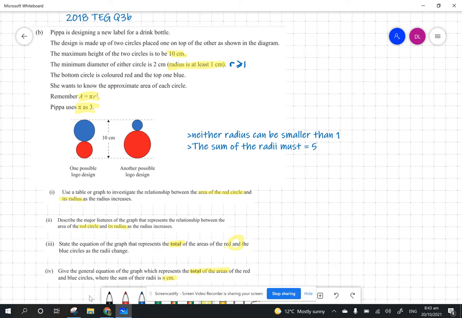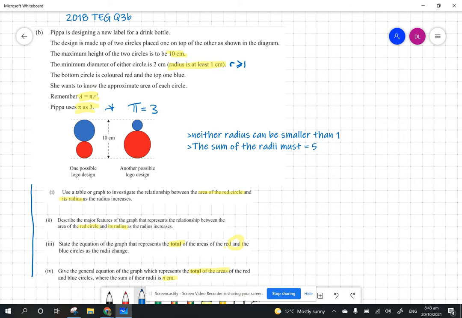Starting again. I've highlighted that you've got 10 centimeters, which is your maximum height of the two circles. The radius has to be at least 1 centimeter, which in this case means that the radius has to be greater than or equal to 1 for both red and blue circles. The other thing you notice here is that pi needs to be 3. So when you do the whole thing here, you use pi as 3. Don't use the one on your calculator.